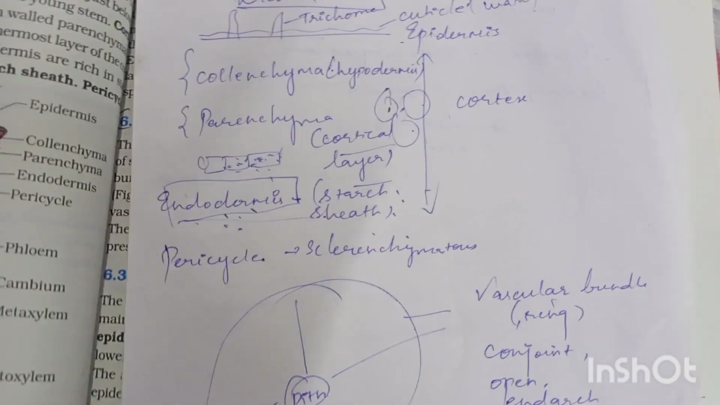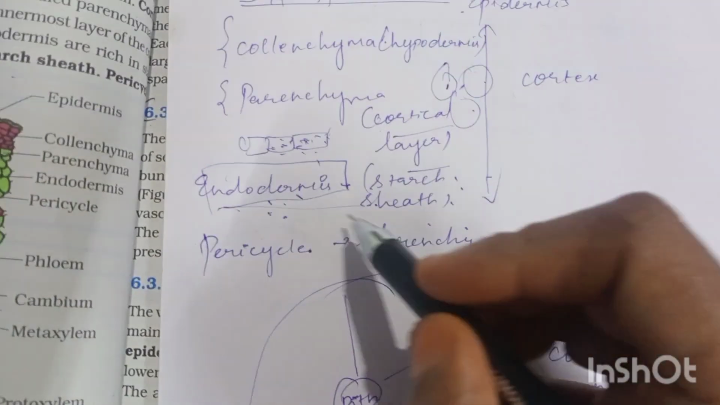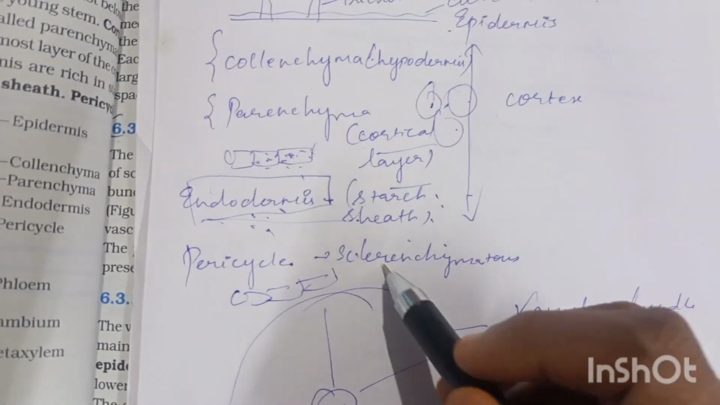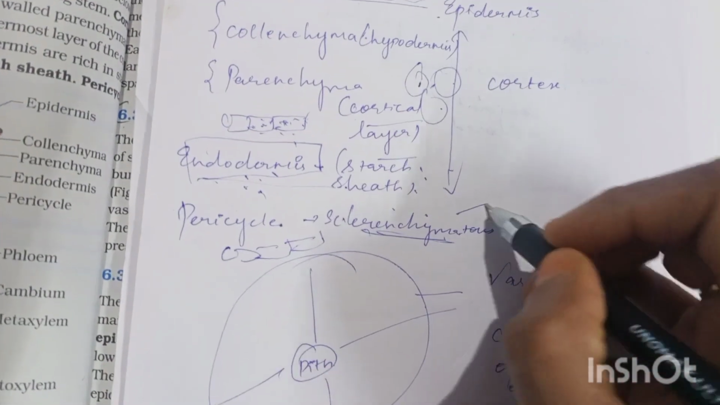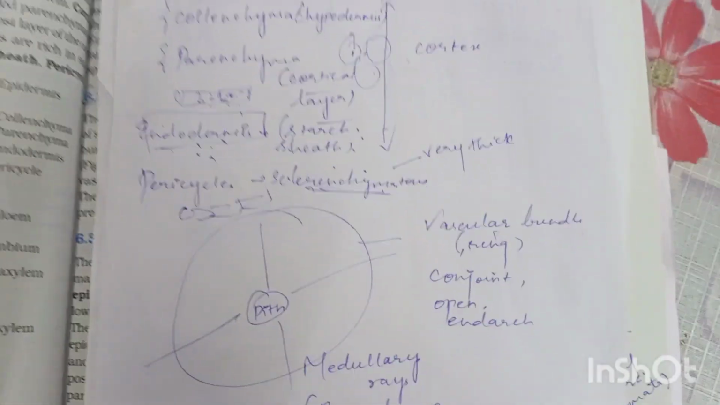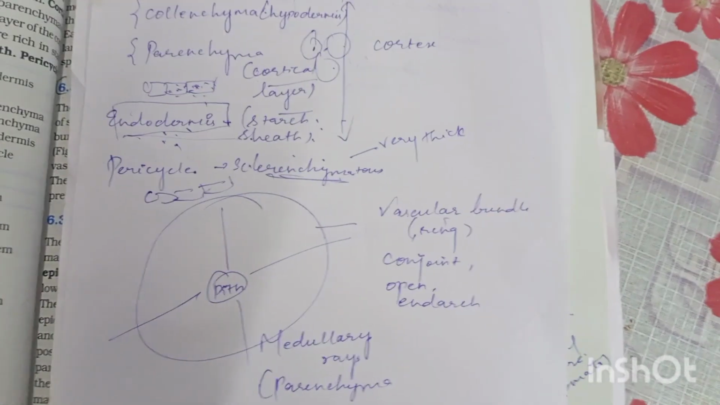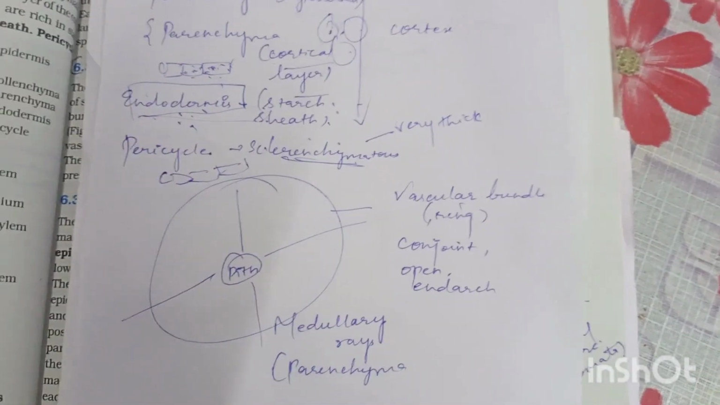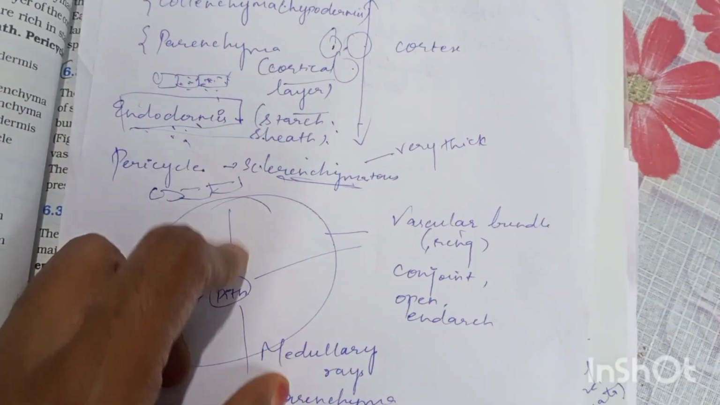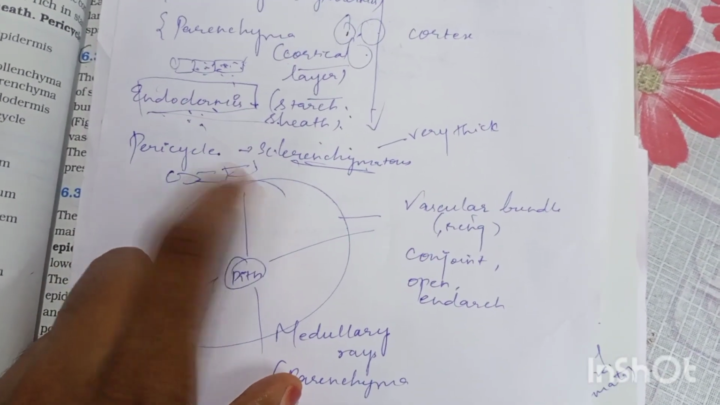When you come next to endodermis, you have pericycle. The cells of pericycle are also closely arranged, but here the cells are made up of sclerenchyma. Sclerenchymatous cells are very thick. The walls will be very thick, and it mainly gives strength to the part in which it is present. Next to pericycle lies the vascular bundle.